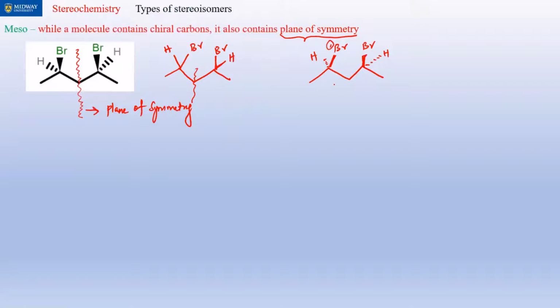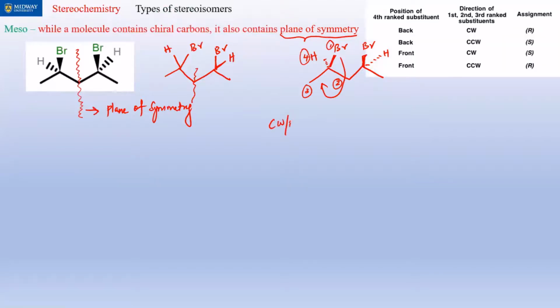So 1, 2, now priority is, this is always 4. So that's clockwise, right? Clockwise and back is R, right? Okay, let's do it for this side. So 1, this is always 4, this is 2, and this is 3. So this is counterclockwise and back, that's S, right?